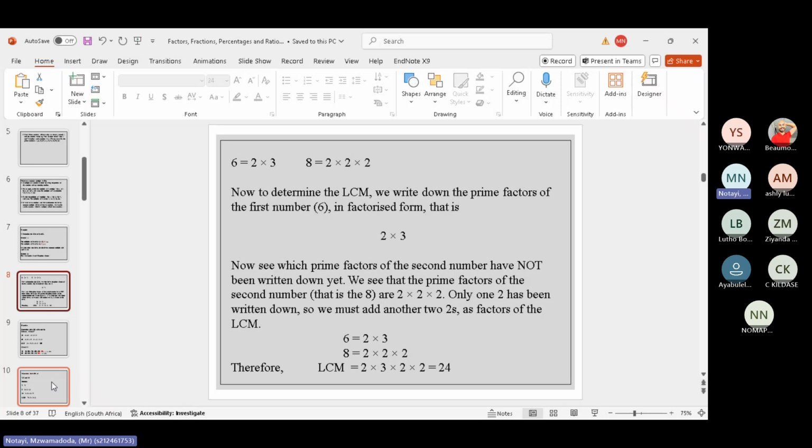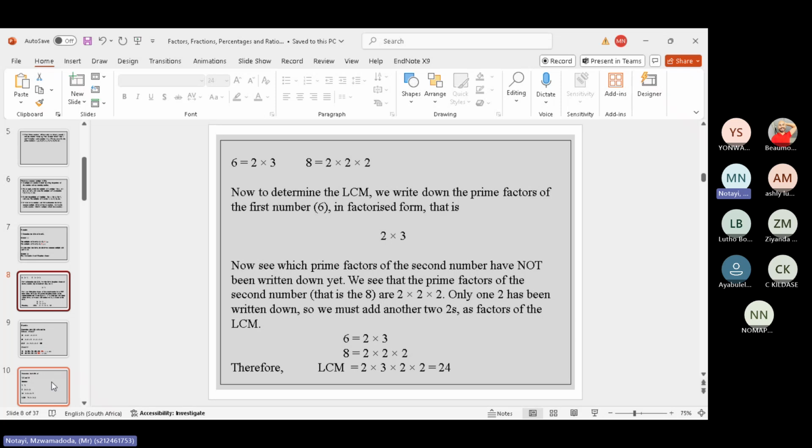Now see which prime factors of the second number have not been written down yet. The prime factors of the second number, 8, are 2 times 2 times 2. Of the 3 twos, only 1 two has been written down. So we must add another 2 twos as factors of the LCM. We take the 2 twos of the second number, 8.